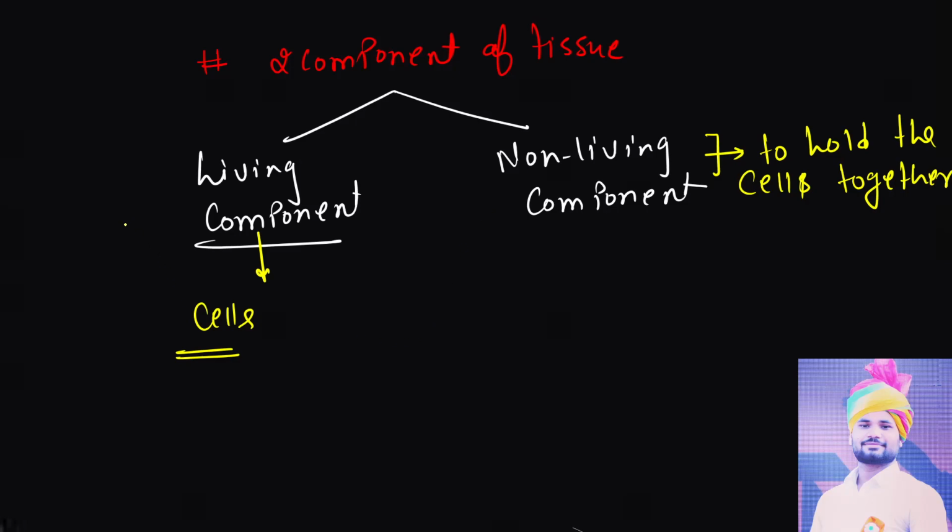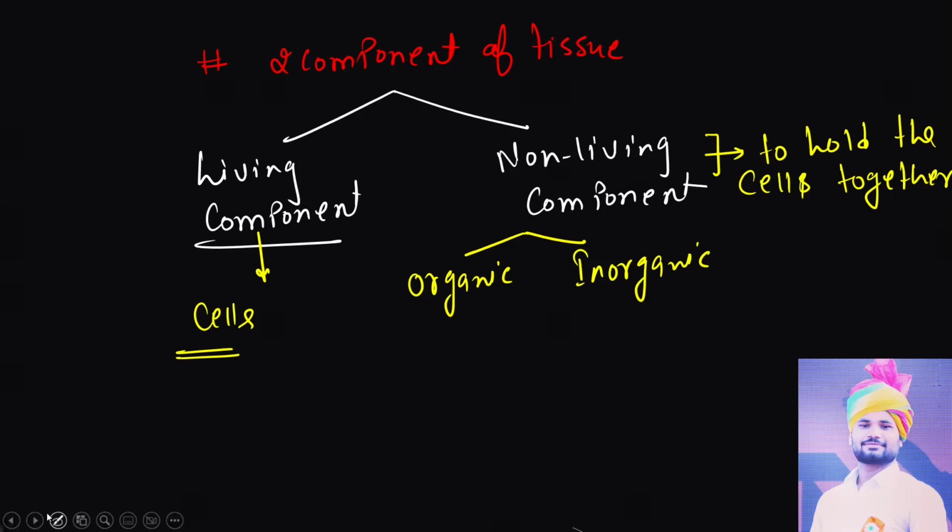Okay, so I mean to say we are going to have a group of cells, and we need something that can hold the cells together. So that would be a non-living substance. Of course we can call it a matrix or a ground substance or something else. This non-living substance can be organic, or it can be inorganic. Now, when I say organic component, I'll draw the diagram, so please don't worry. In organic component, I'm going to have two things.